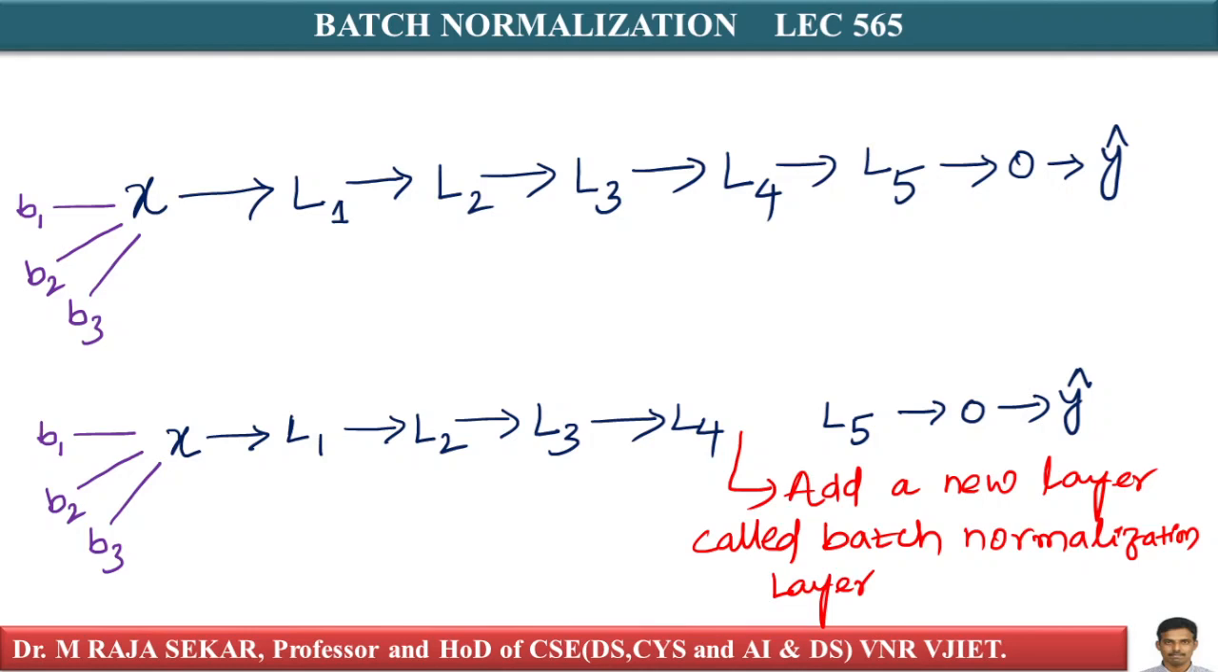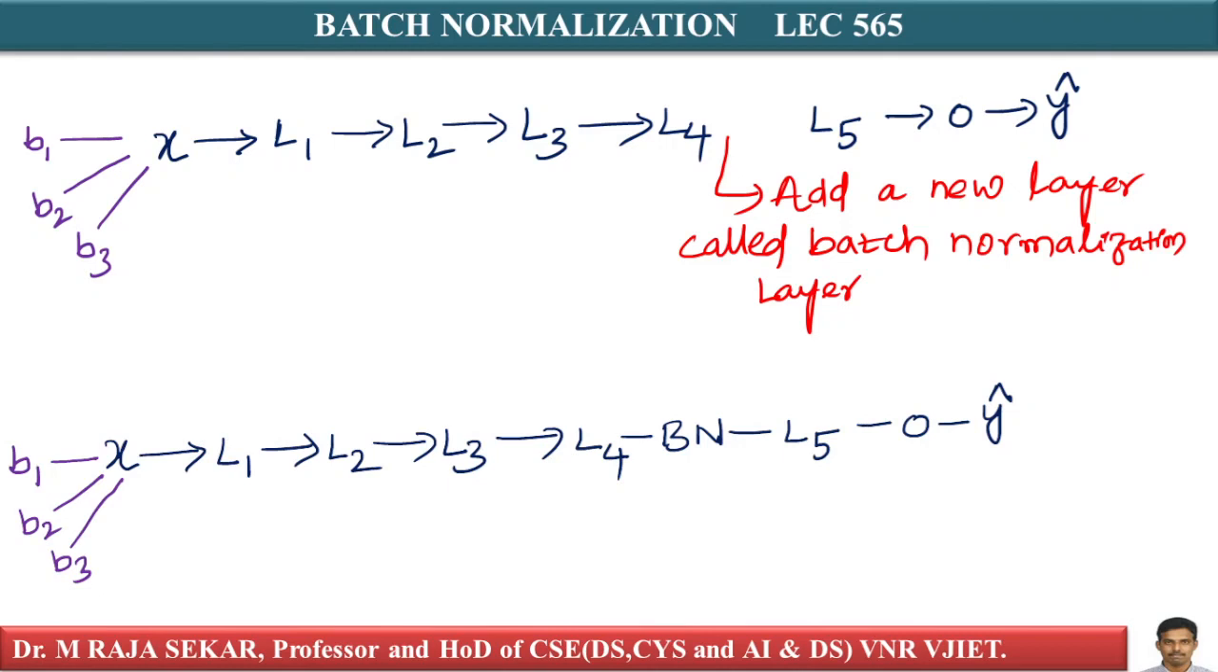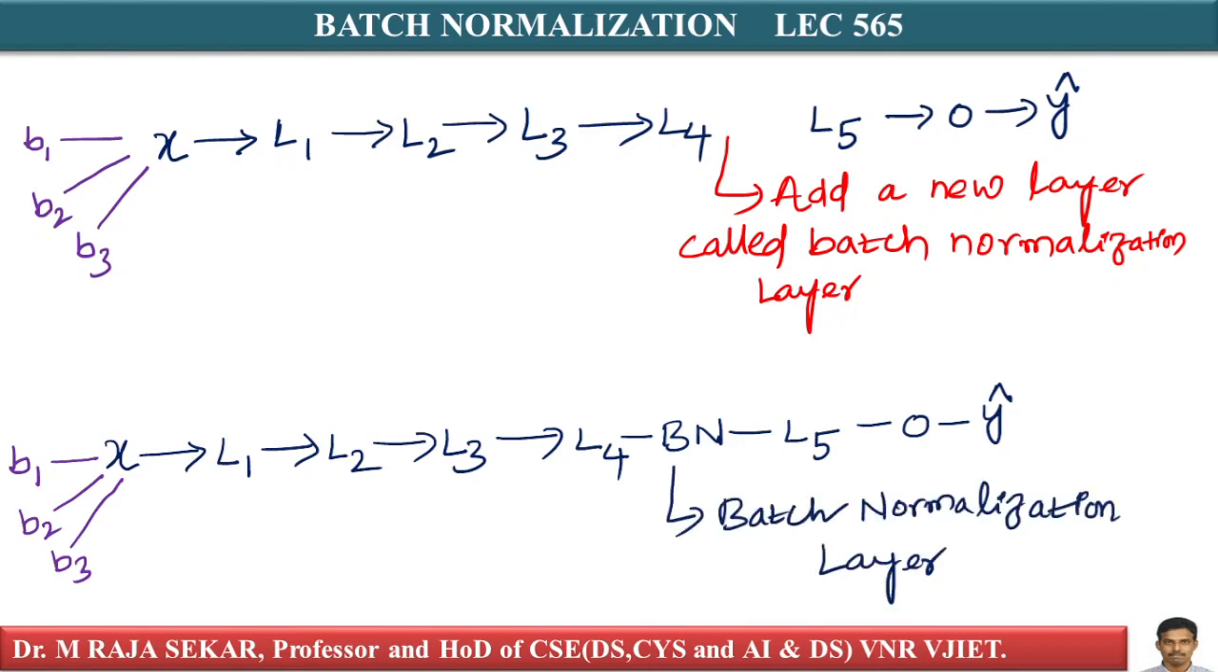What I do in the batch normalization layer is, whenever I get a batch of inputs, as the name suggests, I normalize just that batch. That is important, isn't it? Whenever I get a batch of inputs, I normalize that batch.